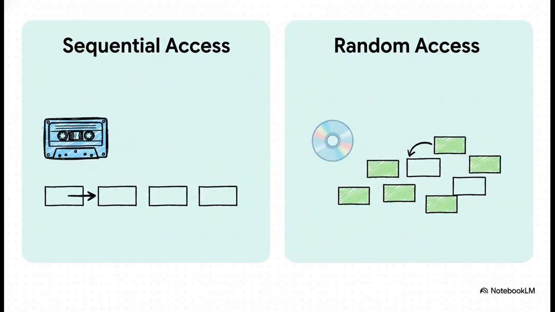And finally, when it comes to actually getting at the data inside a file, there are really two main ways to go about it. Sequential access is like listening to an old cassette tape. You have to start at the beginning and fast forward to get to the song you want. It's perfect for jobs like payroll, where you have to process every single employee anyway. Random access is like a music streaming service. You can jump directly to any track you want instantly. This is absolutely essential for things like looking up a specific customer's account right away.